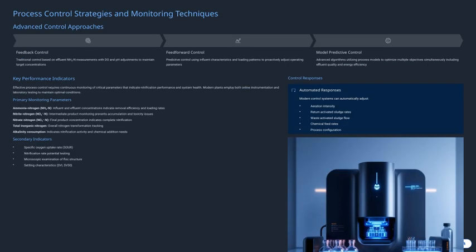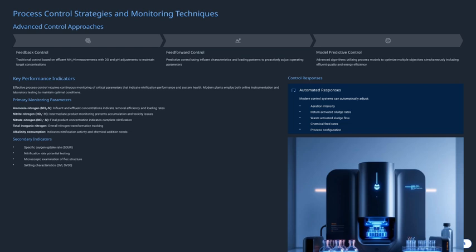Let's now take a closer look at process control strategies and monitoring techniques. First, advanced control approaches are essential for maintaining optimal nitrification performance. Feedback control is the traditional method, where we base adjustments on effluent NH₃-N measurements, tweaking DO and pH to keep concentrations within target ranges.